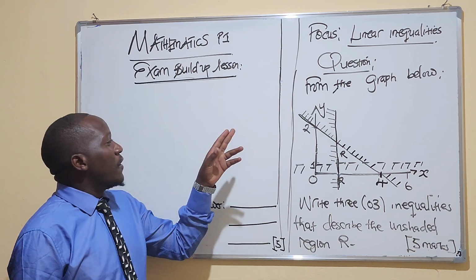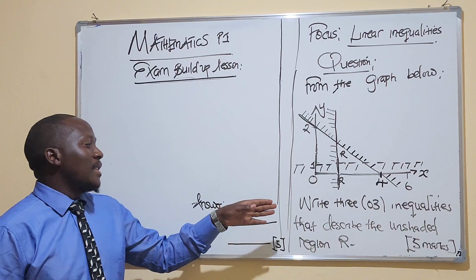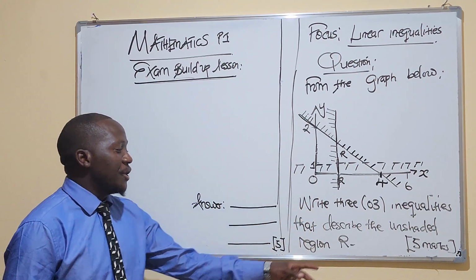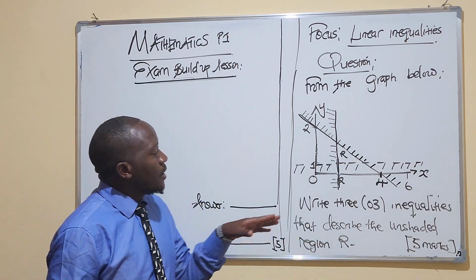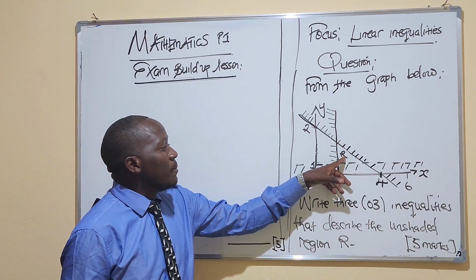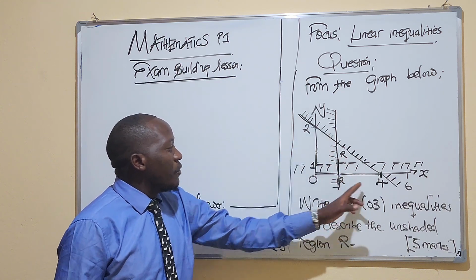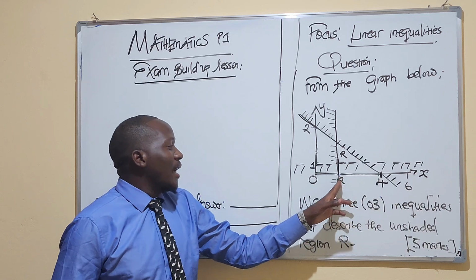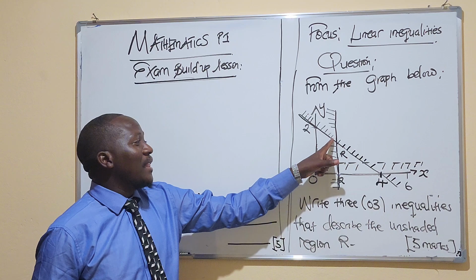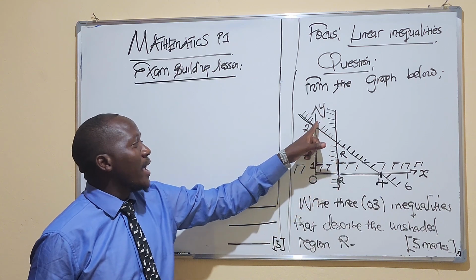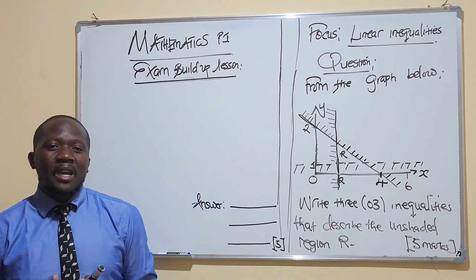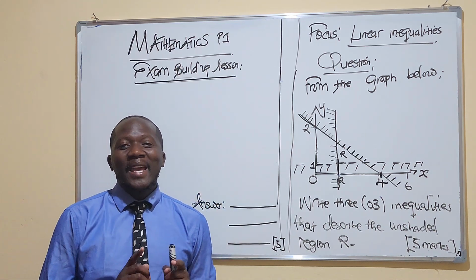Let's dive in. From the graph below, the question says, write 3 inequalities that describe the unshaded region R. In this instance, we first agree that this region R is bounded by this vertical line which cuts the x-axis at 2, and then the horizontal line which cuts the y-axis at 1. We also have this line that cuts both axes, in the y at 2 and in the x at 4. The first thing to do under linear inequalities is to identify the line.